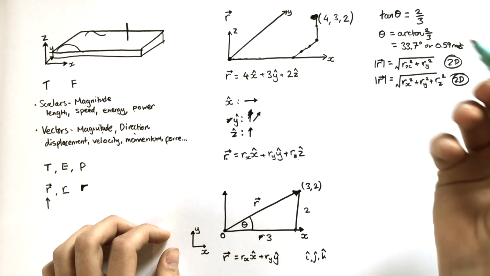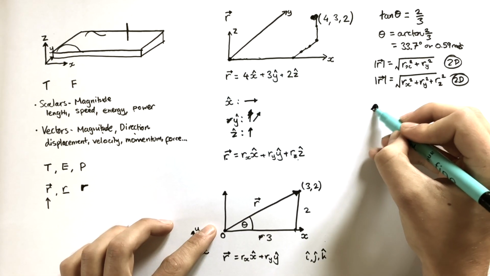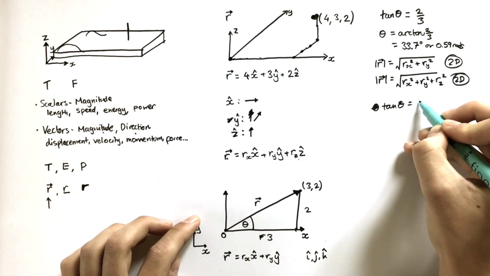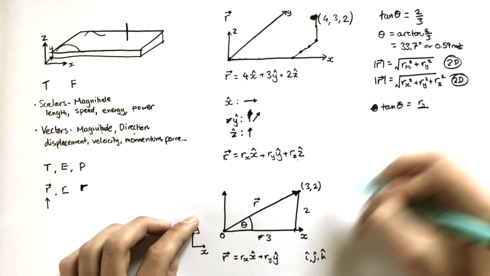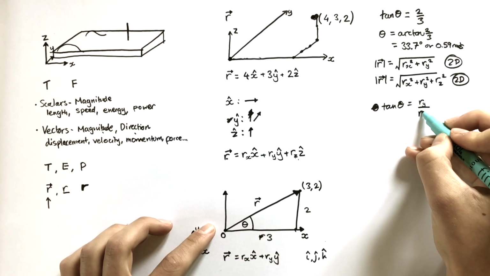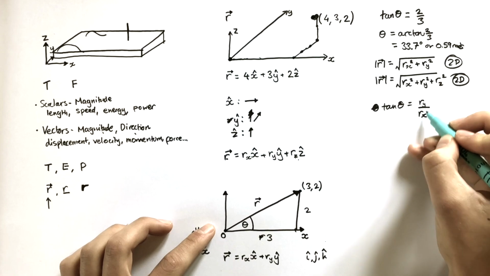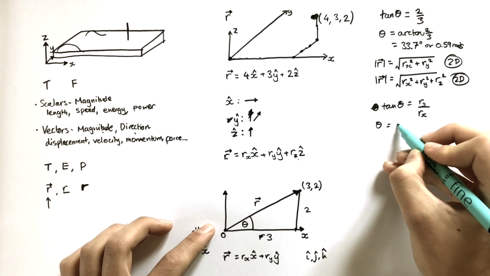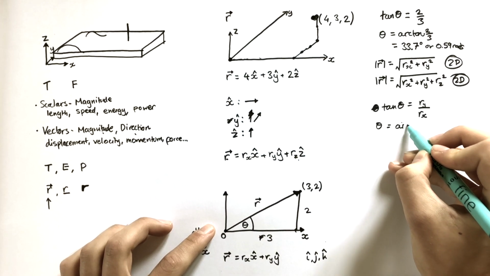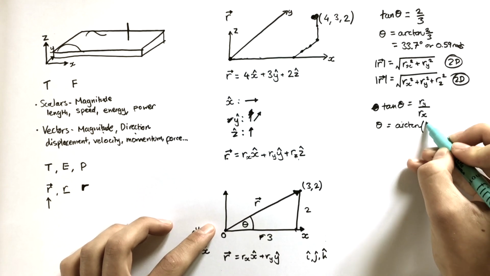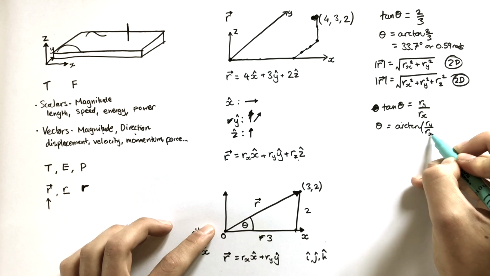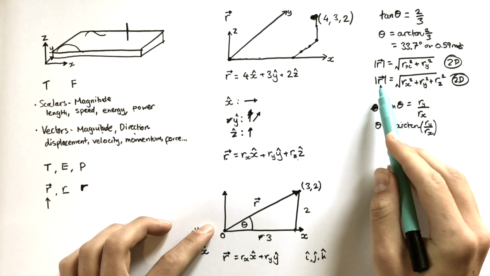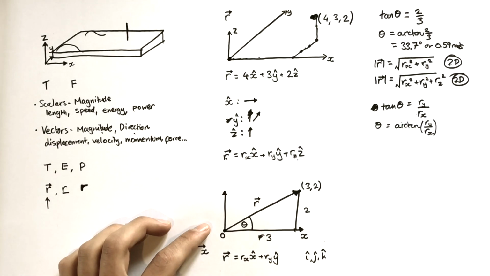Now for the angle, what do we do right here? So we can say that tan of theta equals the y component, which was the vertical, over the horizontal, which is the x. And so rearranging, we simply find that theta is arctan of r_y over r_x. So that is how we calculate the magnitude and direction of any vector.